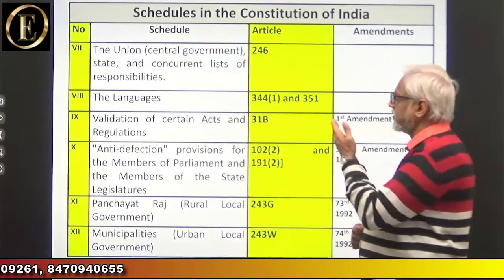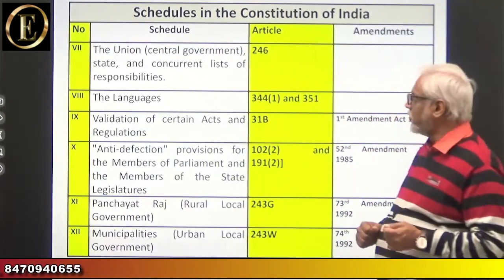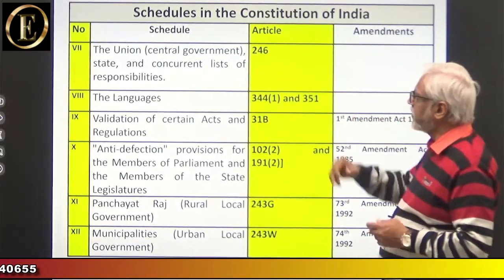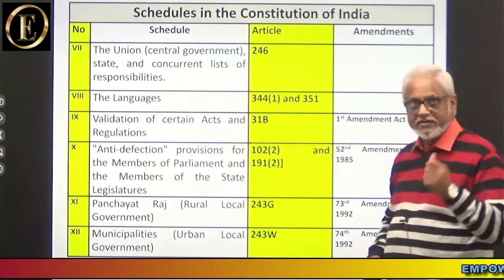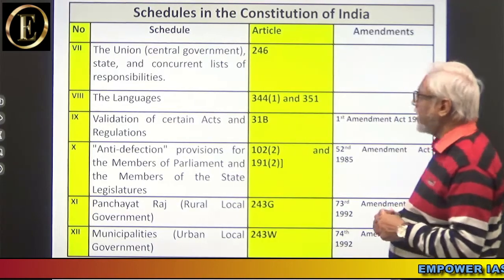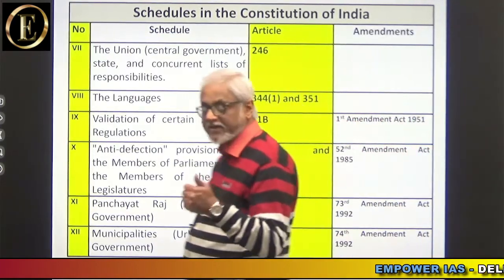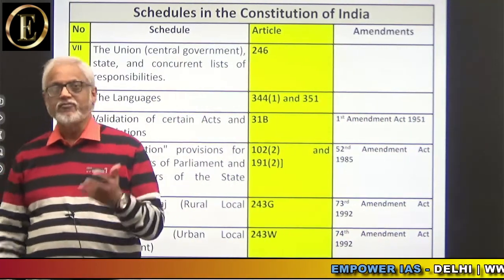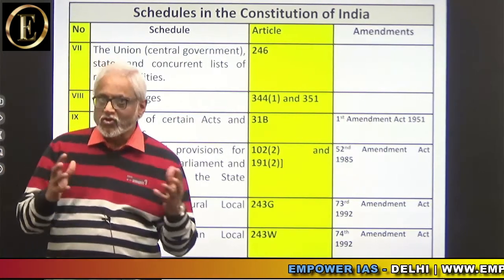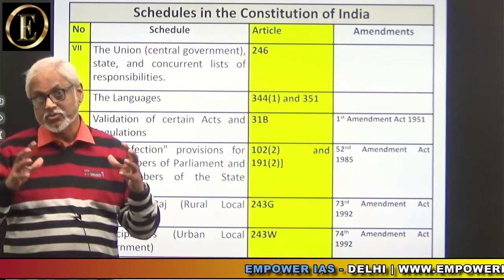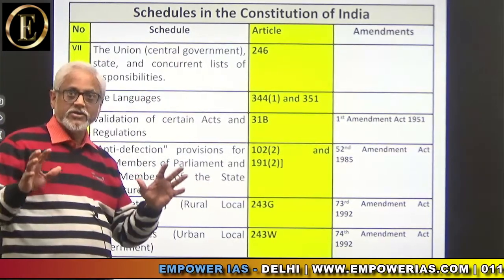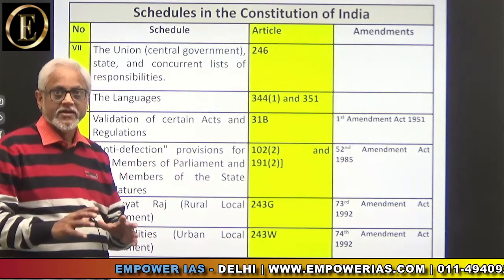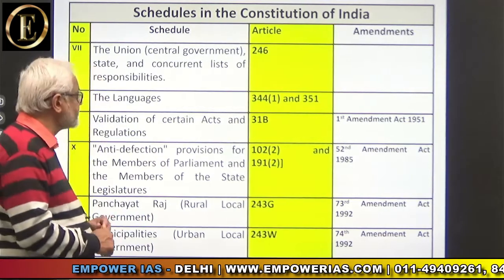Next are other schedules. The union, state and concurrent lists of responsibilities were linked to Article 246. And you know that the 1935 Act had detailed out these lists, so there is not much controversy over it, nothing much work to do. Therefore it could be included when the constitution was adopted.